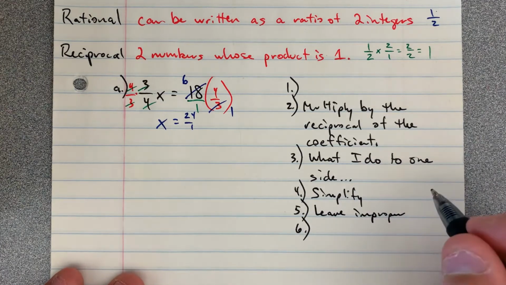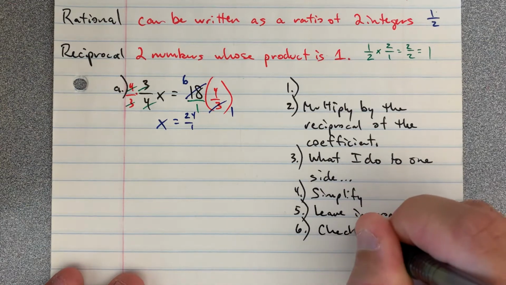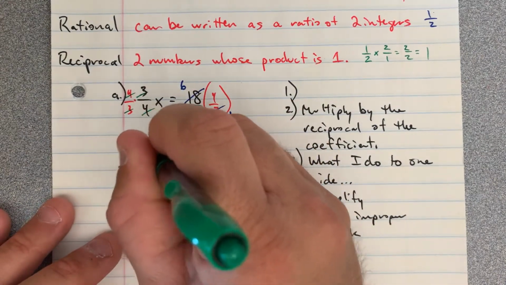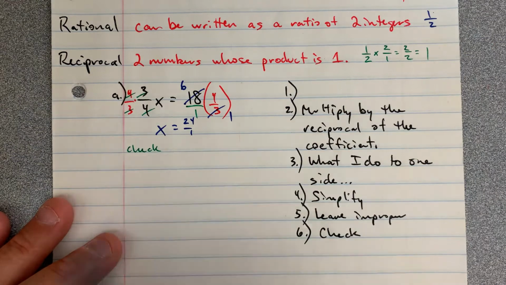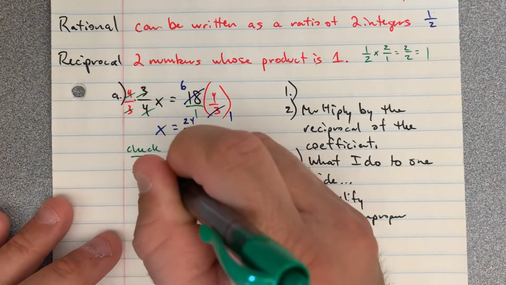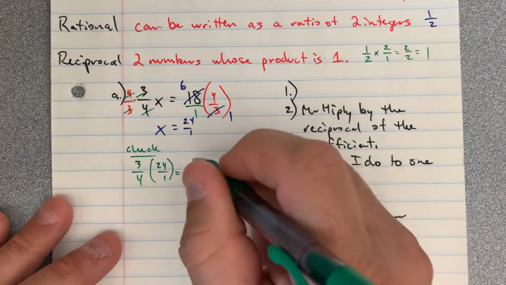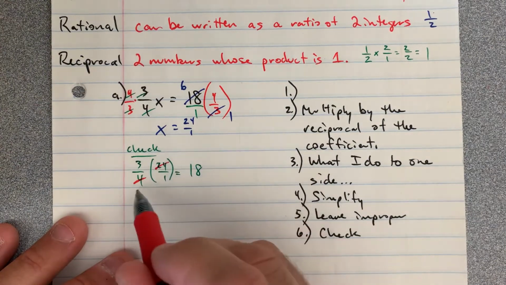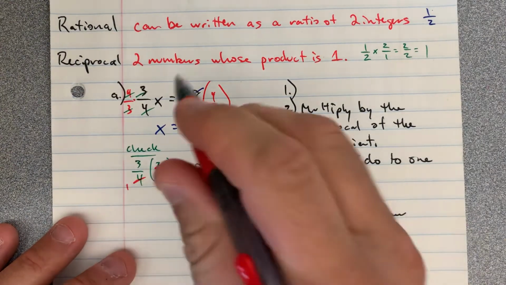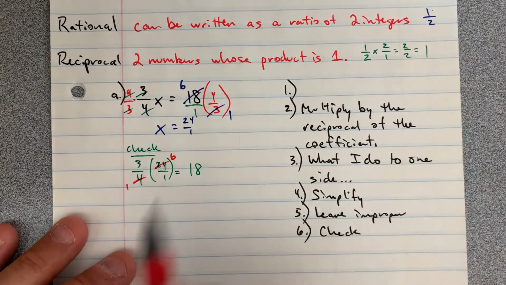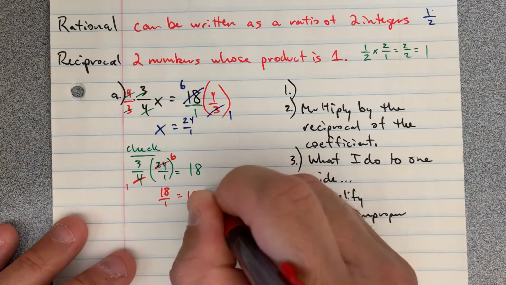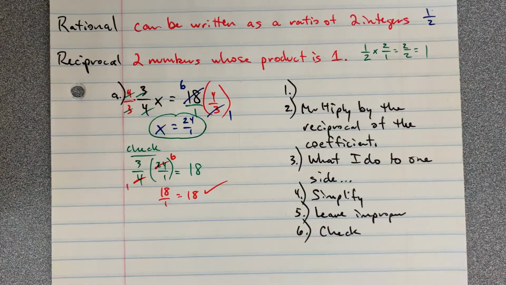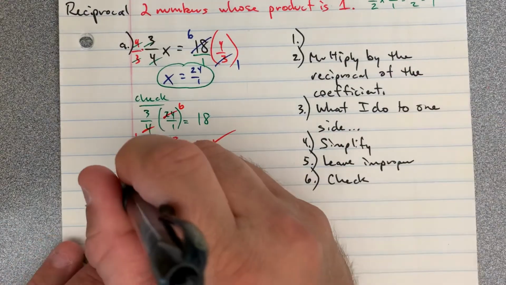And then step 6, like always, we need to check. So I have 24 over 1 as my solution, so let's just check here. I'm going to plug in 24 over 1 for x. So I'm going 3/4 times 24 over 1, and I want that to equal 18. The 4 and the 24 can simplify because they have a common factor of 4. So 4 divided by 4 is 1, and 24 divided by 4 is 6. And then 3 times 6 is 18. 18 over 1 really equals 18. So our check worked. That is our solution.